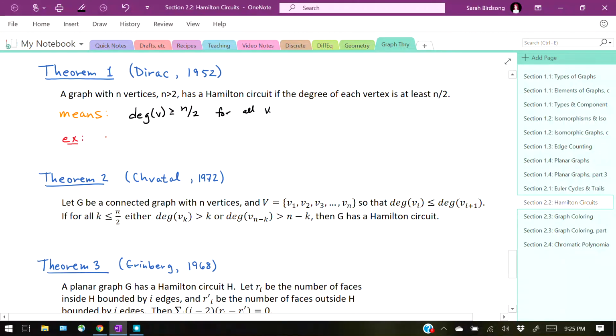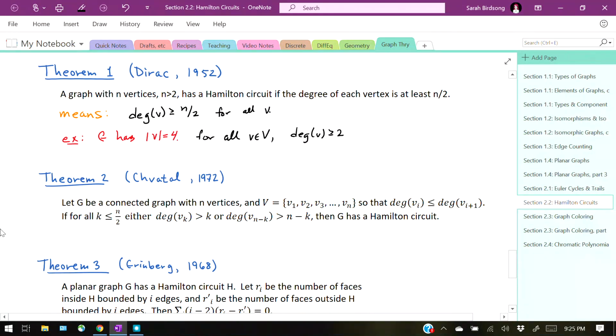suppose you have a graph G. G has, let's be super lazy, 4 vertices. Now, what would you be looking for if you wanted to apply this theorem? This would mean that for all vertices in your graph, the degree of each of those needs to be greater than or equal to 2. Okay? And if you have that, then you should be able to find one of these Hamilton circuits, or as they're also known, Hamiltonian cycles. Okay? So that's the first theorem.